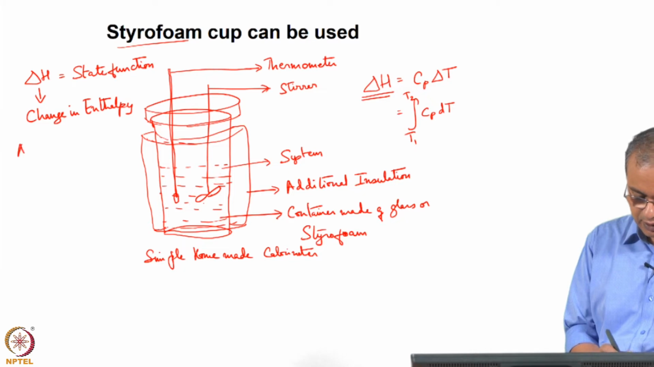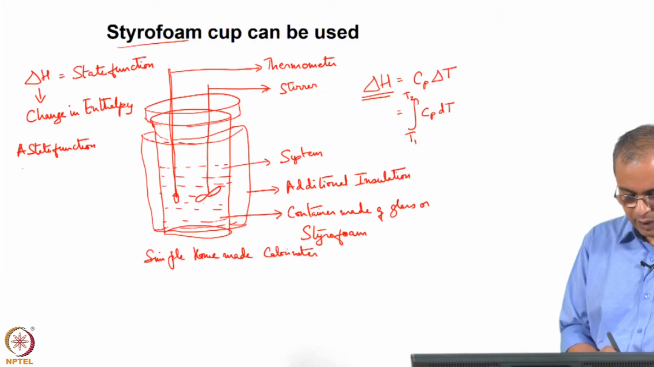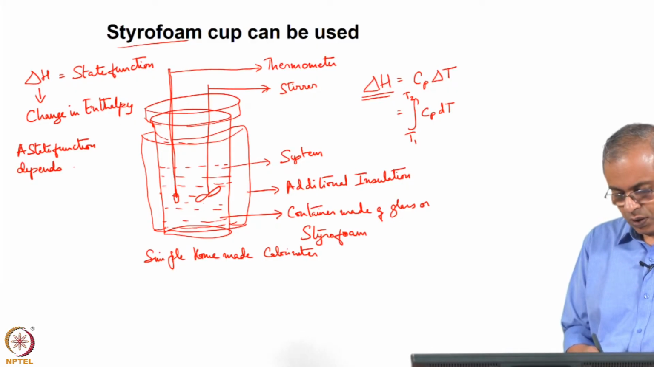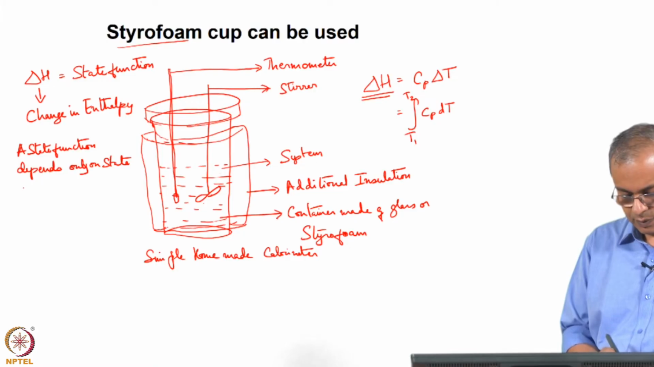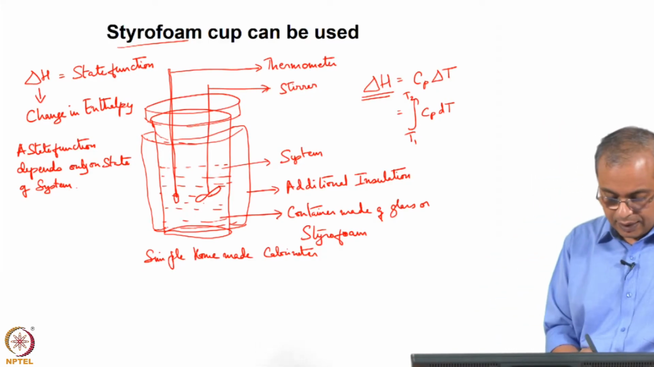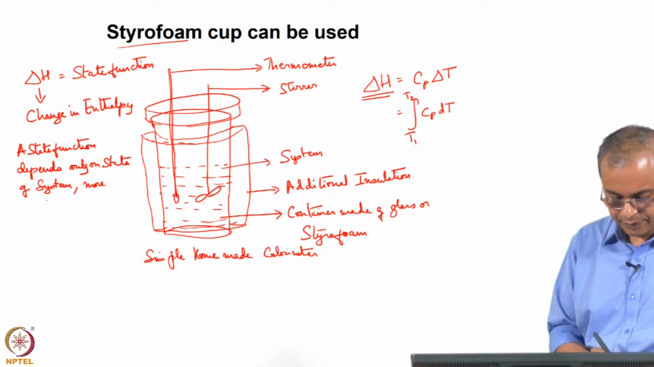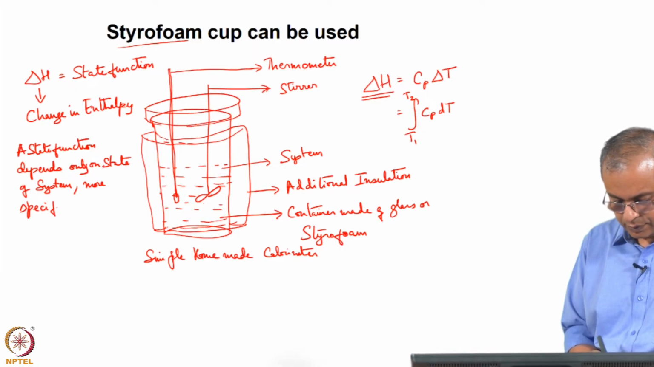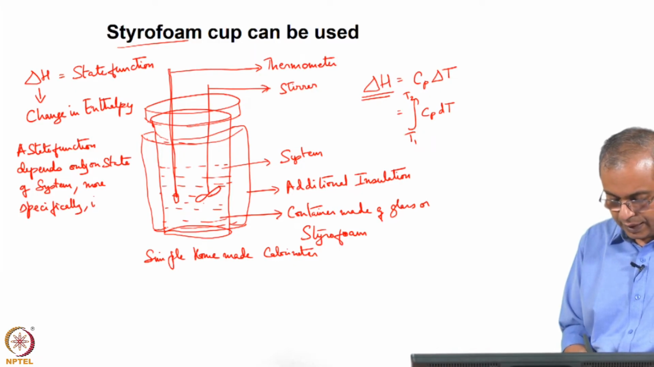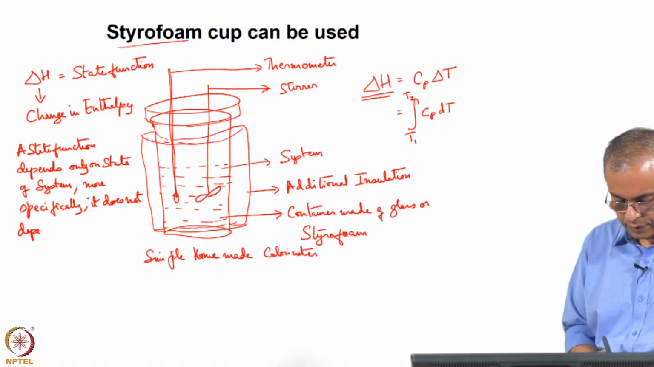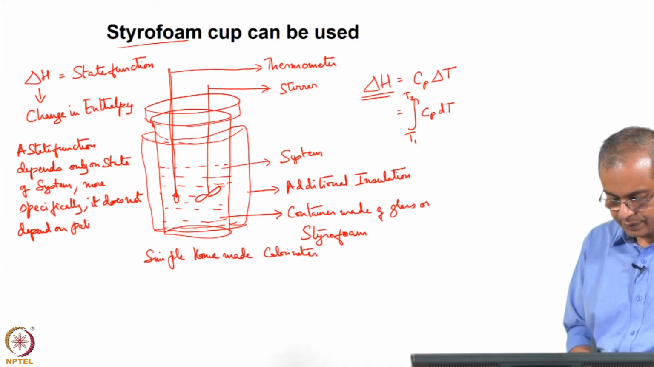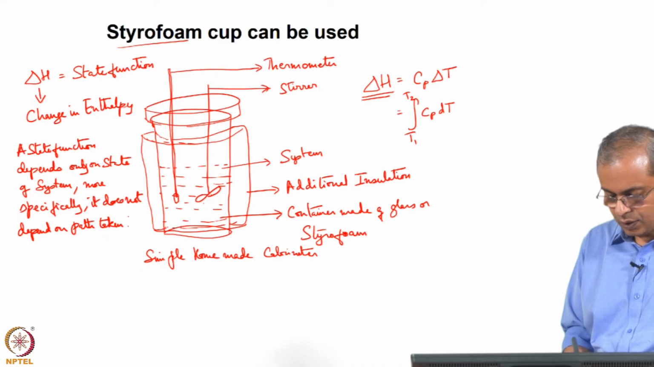So, this is a state function. A state function depends only on state. So, it only depends on the state of the system. More specifically, it does not depend on the path taken to arrive at that state.